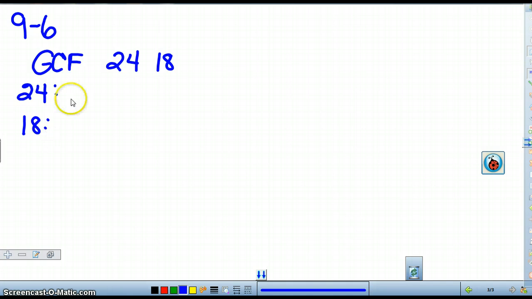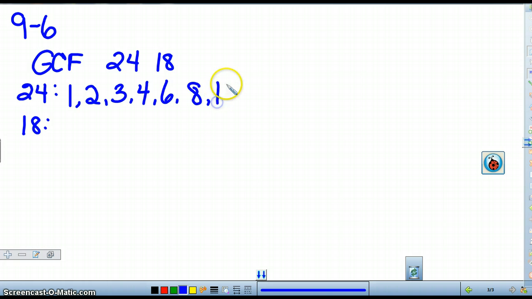The numbers that go into 24: 1, 2, 3, 4, 5 does not, 6 does, because 6 times 4. 7 does not. 8 does. 9 does not. 10 does not. 11 does not. 12 does. And that's it until you get to 24. Those are all the factors of 24, all the numbers that can be multiplied to equal 24.